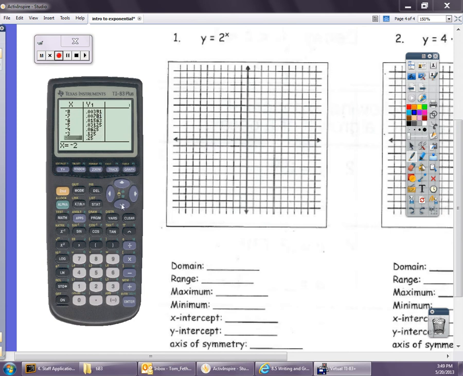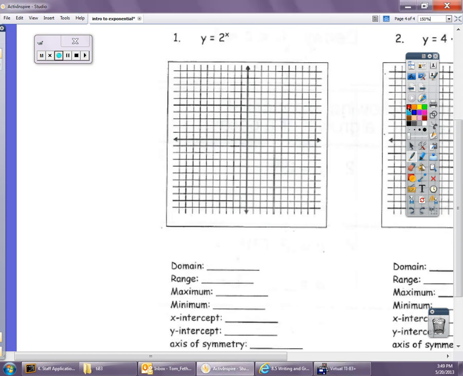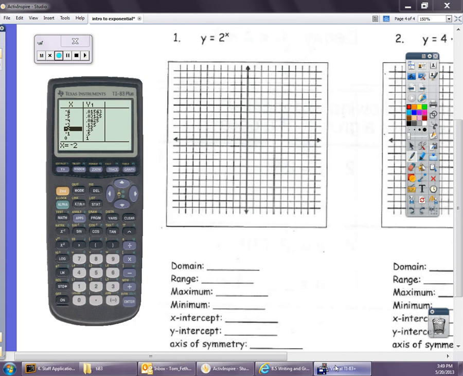To graph this, we can graph some of these points. We know that 0, 1 is our y-intercept. So we have 0 and 1.